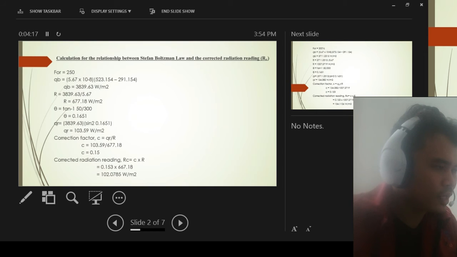To calculate the corrected reading, RC equals C multiplied by R. We get the value 102.0785 watt per meter square. So we calculate the same way for the heater temperatures of 300, 350, and 400 degrees Celsius.